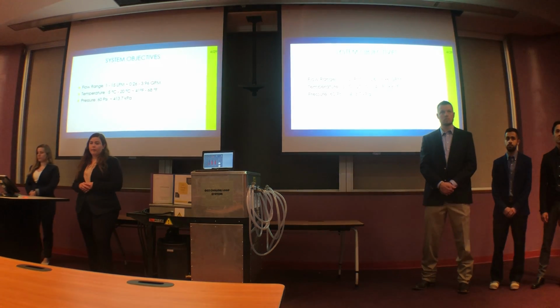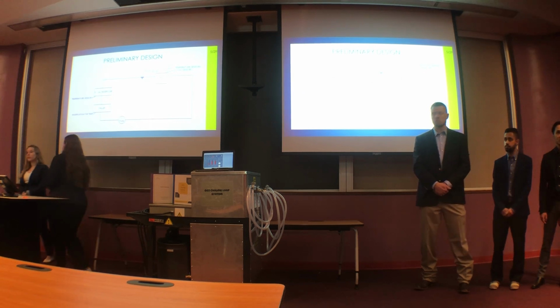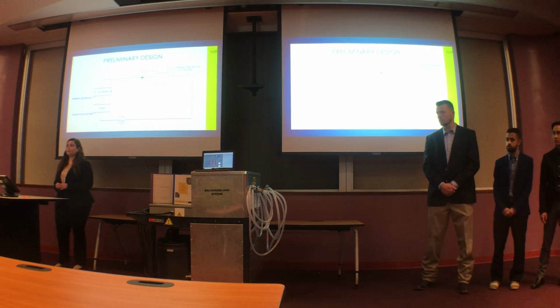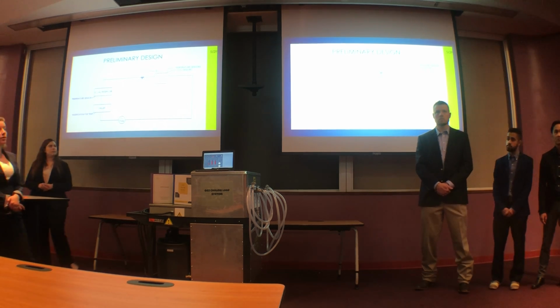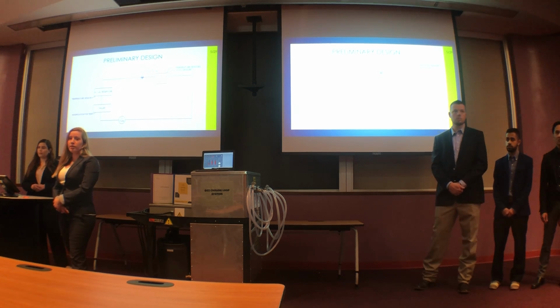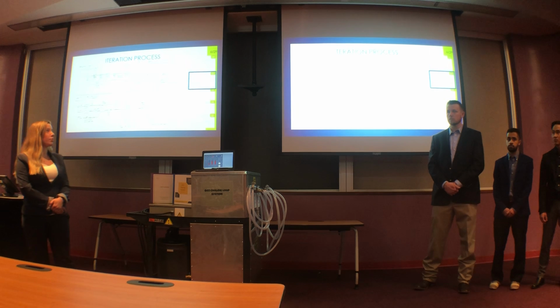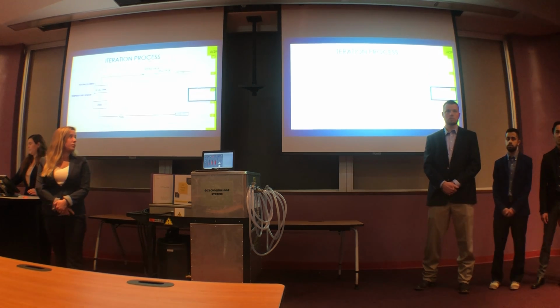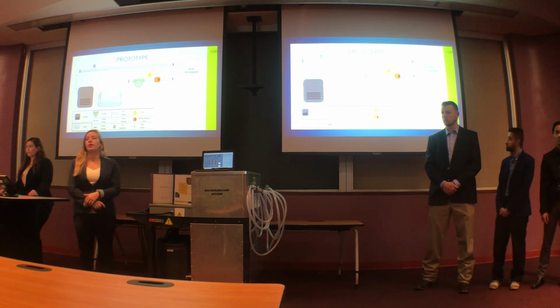Our system objectives are a flow range from 1 to 15 liters per minute, a temperature range from 5 to 20 degrees Celsius, and a maximum pressure of 60 psi. We started our preliminary design with the KISS method. We wanted to keep it as simple as possible, so this was our first iteration. We selected our basic components such as a chiller, tank, and pump for their flow range and for their feasibility with economics. We went through several iterations, adding components as we went to make our system match what we wanted to achieve. This is our final prototype.